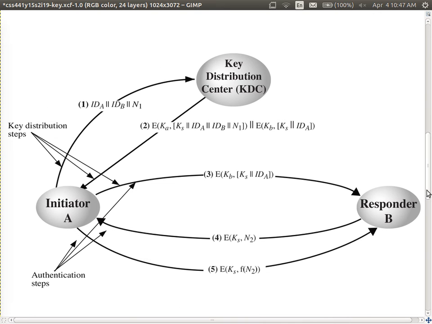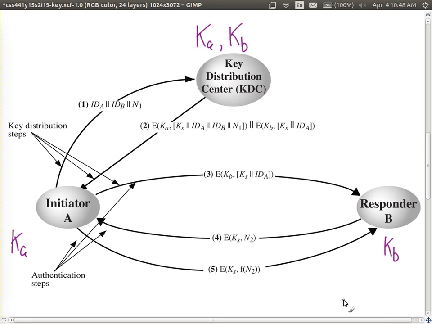What's known at the front? There must be a master key known by A and B. So initiator A has a master key, and this is denoted as KA. This is before these steps take place. A knows KA, so does the KDC. That's a master key. And B knows KB. We'll see that becomes used. And so does the KDC. So there are two master keys for this exchange, one for A, one for B.